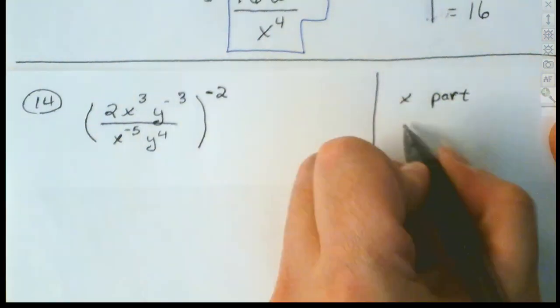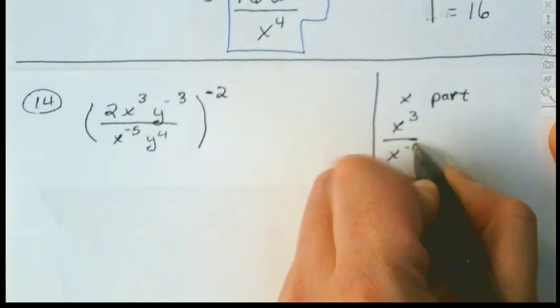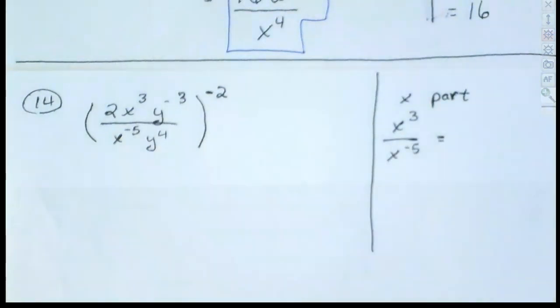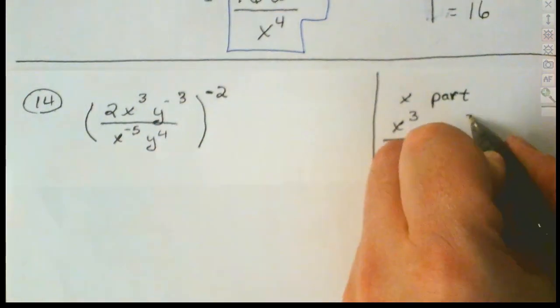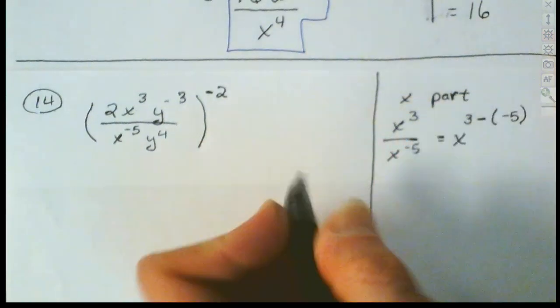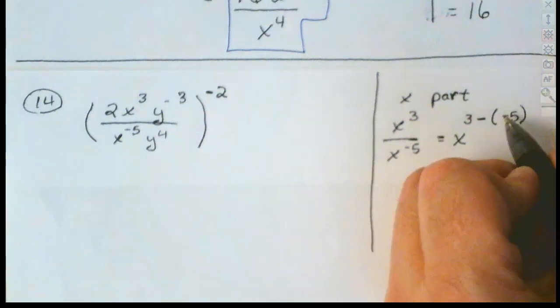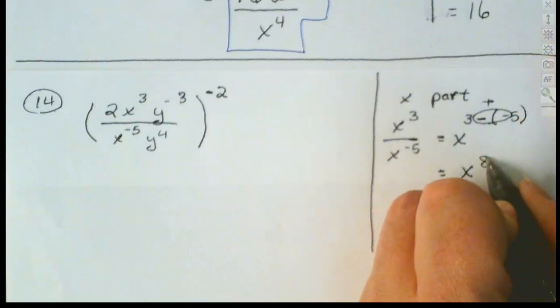So on the x part, we've got an x cubed over x to the negative fifth. So what are we doing with these x's here? We are dividing, right? And when we divide, what happens to our exponents? They're going to subtract, right? So that's going to be x to the 3 minus a minus 5 power. Watch out for double negatives. Double negative makes this now positive. So my x part is going to come out to be x to the 8th.